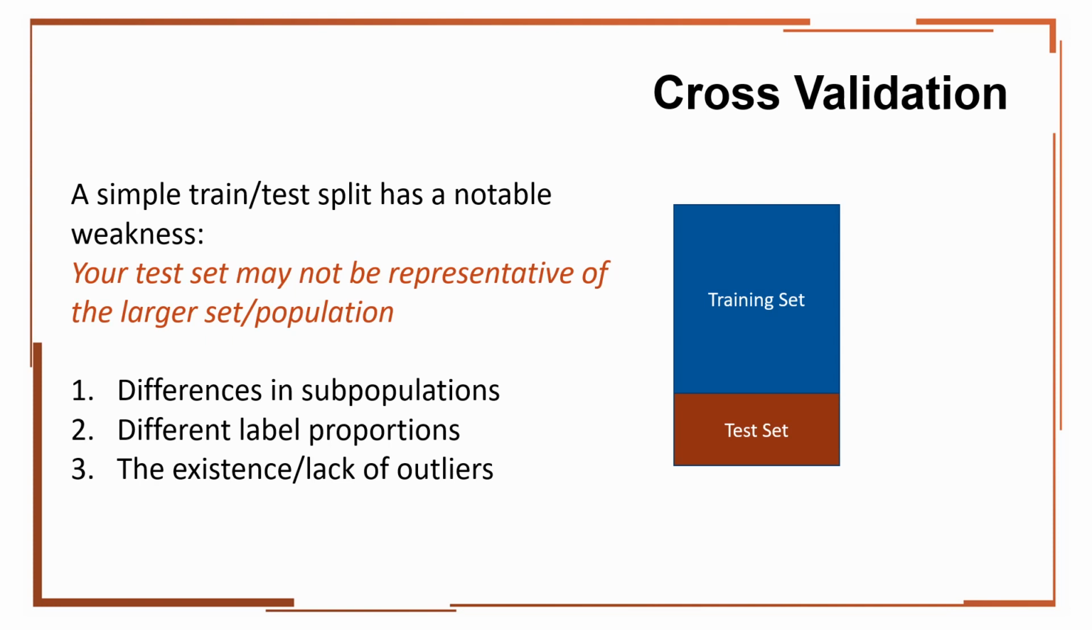Expanding on this, a simple train test split with or without a validation set has a notable weakness. Your test set may not be representative of the larger population. Collecting large data sets can help reduce this problem, but differences in subpopulations, label proportions, and other factors may make it difficult to create a test set that matches the context that you plan to apply your model.